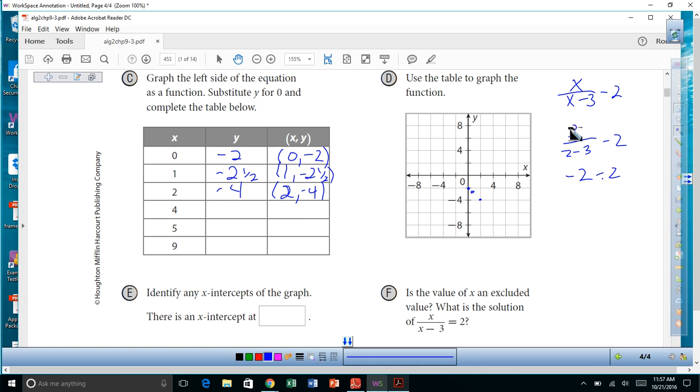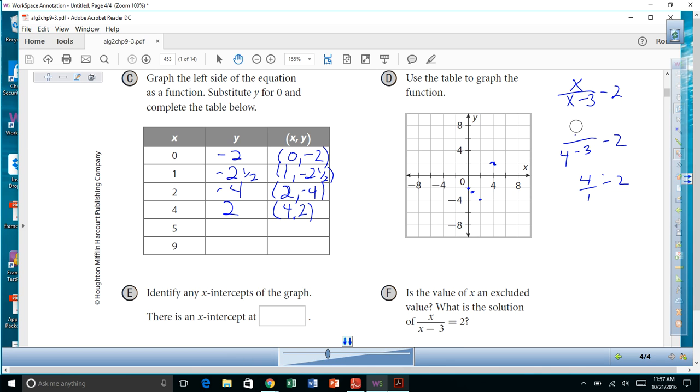All right, good. Let's try putting 4 in there now. So we have 4 divided by 4 minus 3. So that's going to be 4 divided by 1, which is 4, minus 2. That's going to give you 2. So we have the ordered pair 4, 2. So 4, 2 is right there.